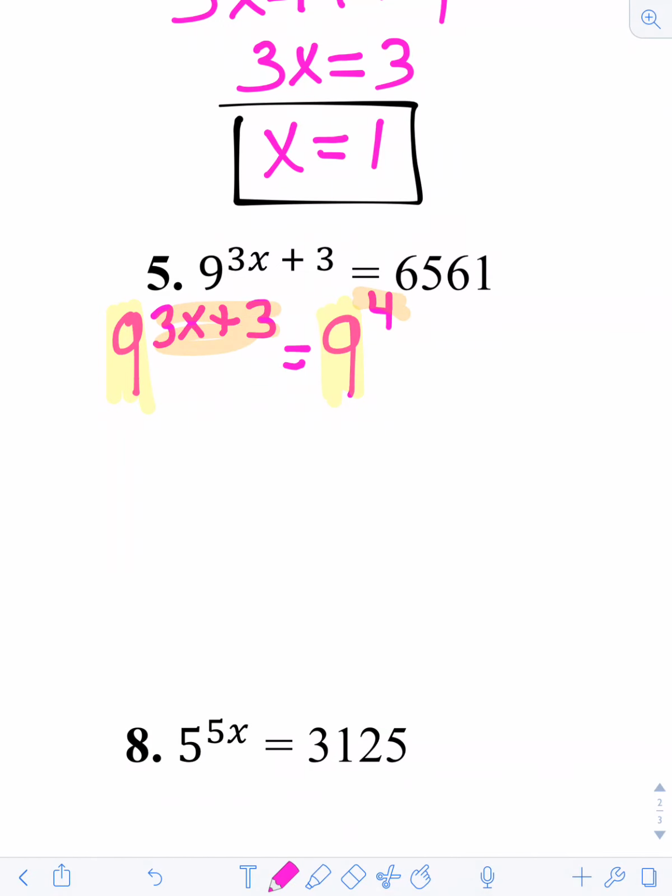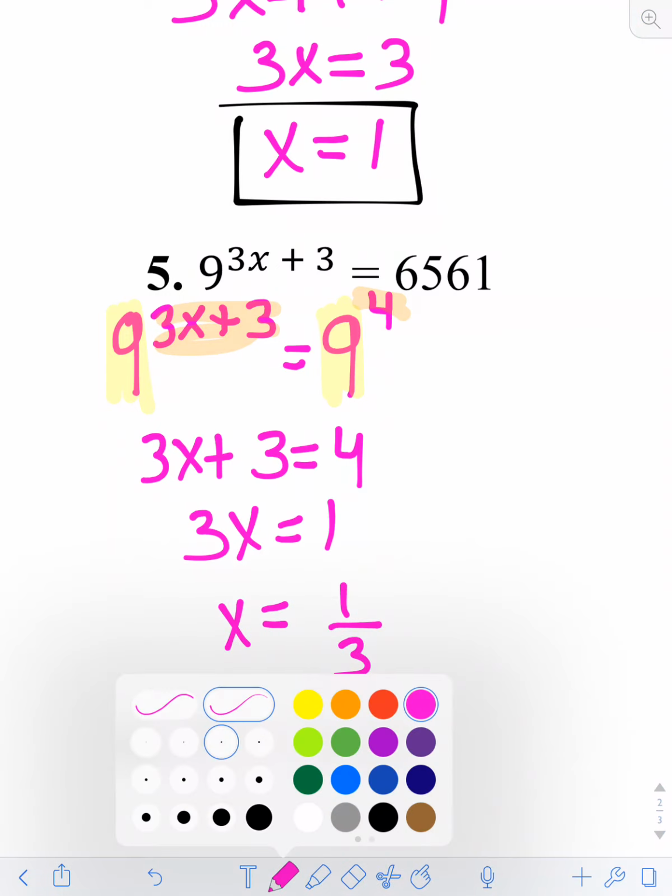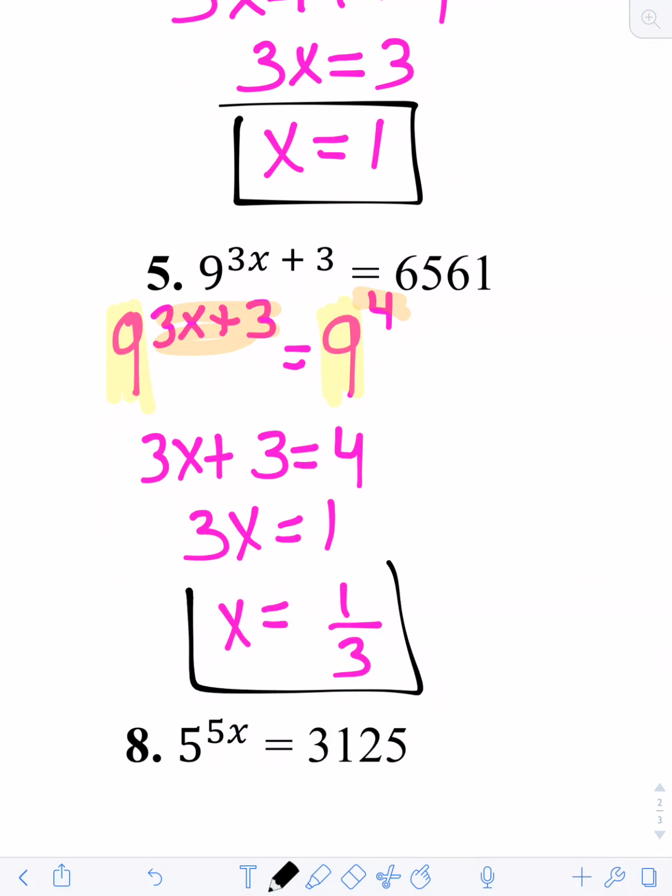So then we just have our regular equation. 3x plus 3 is equal to 4. So subtract 3 from both sides. 3x is equal to 1. So x is equal to 1/3. And that's your final answer.